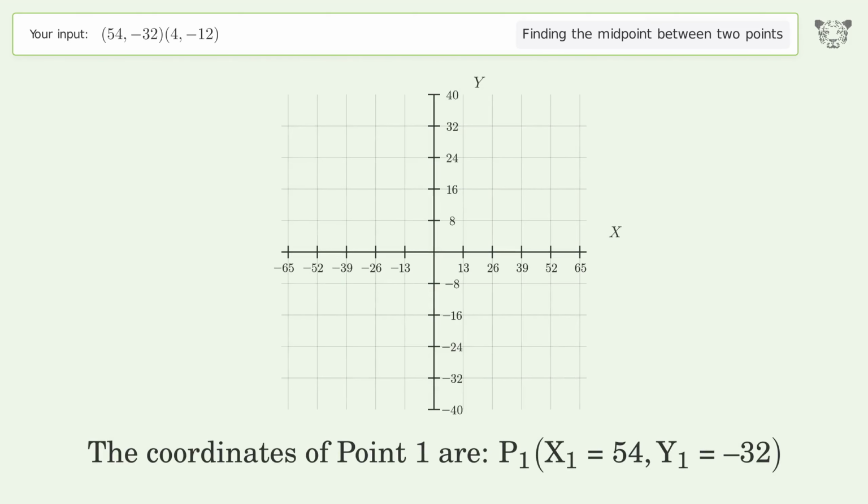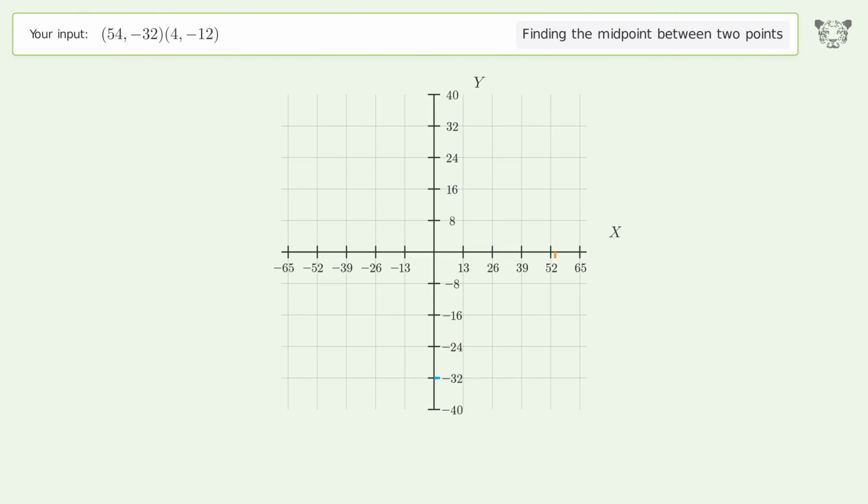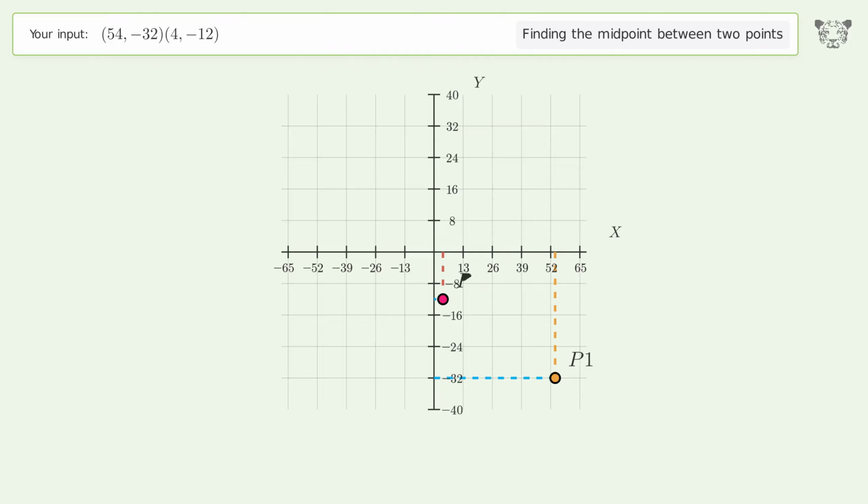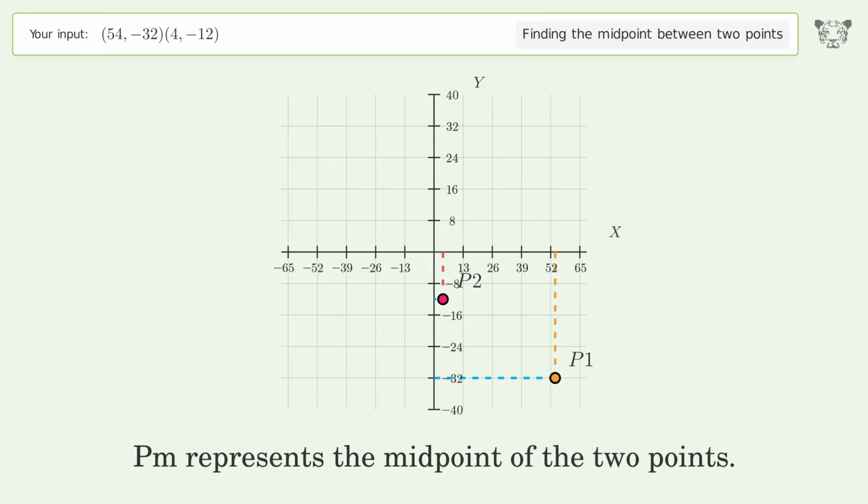The coordinates of point 1 are x1 equals 54, y1 equals negative 32. The coordinates of point 2 are x2 equals 4, y2 equals negative 12. PM represents the midpoint of the 2 points.